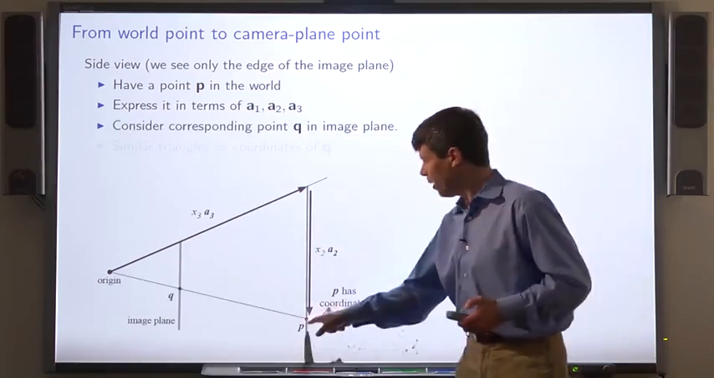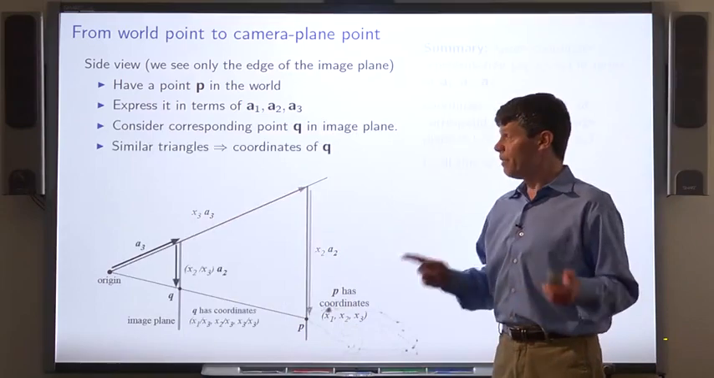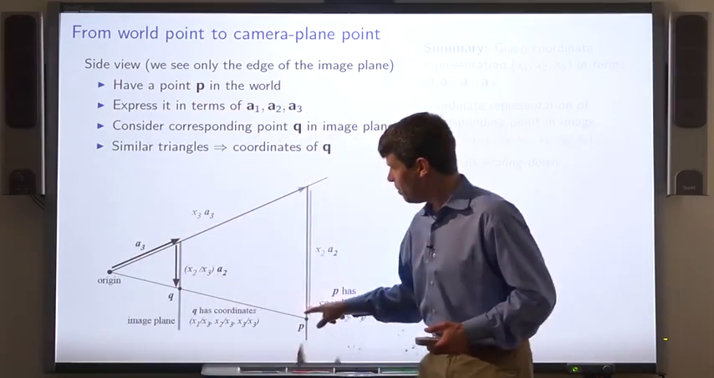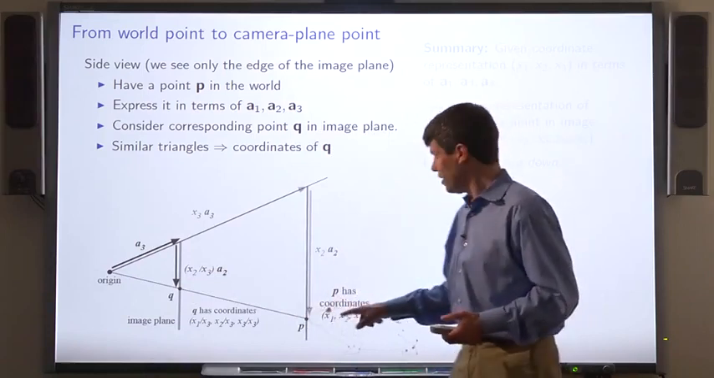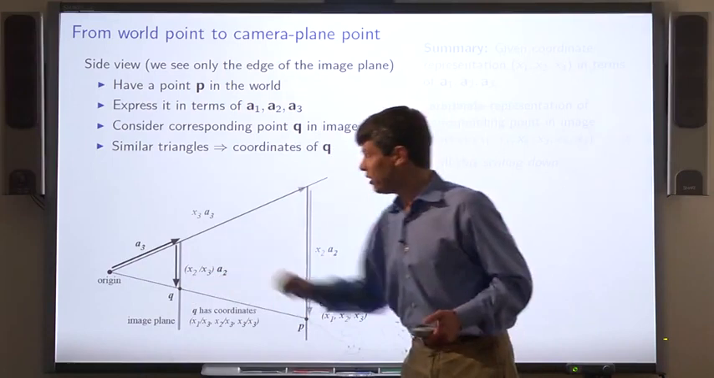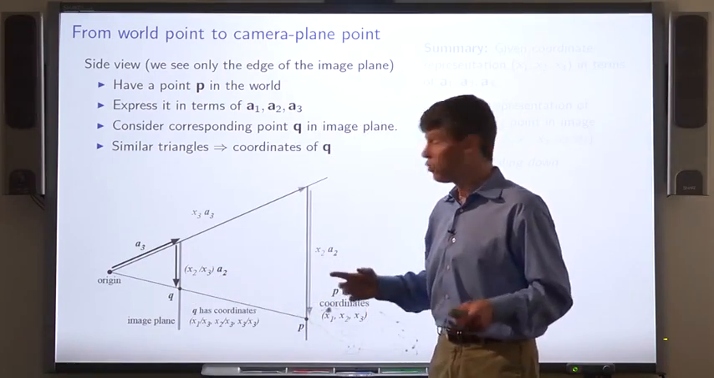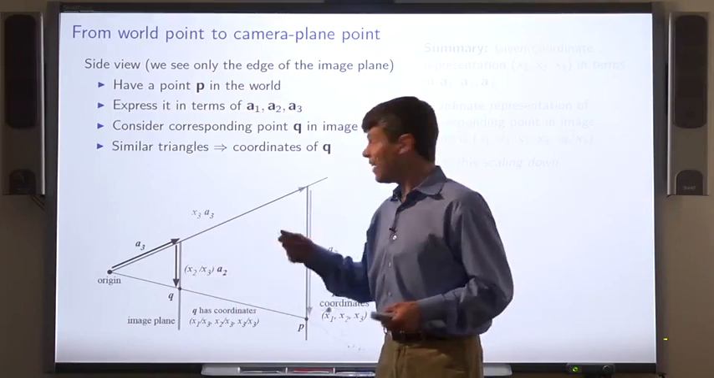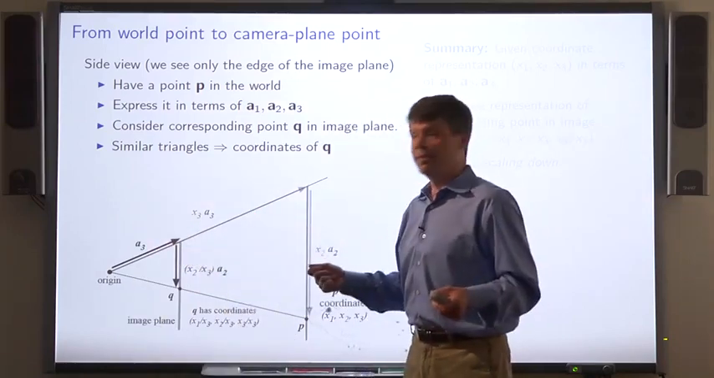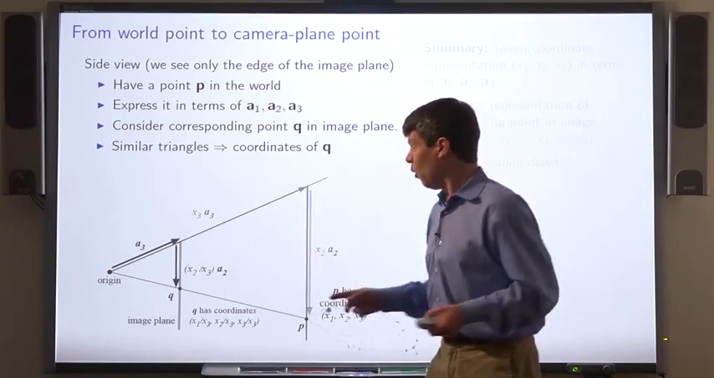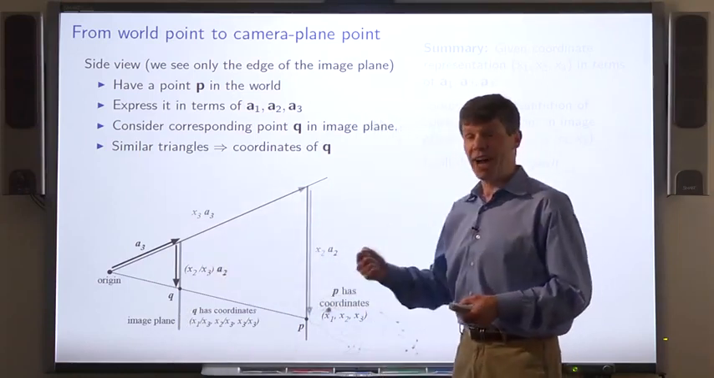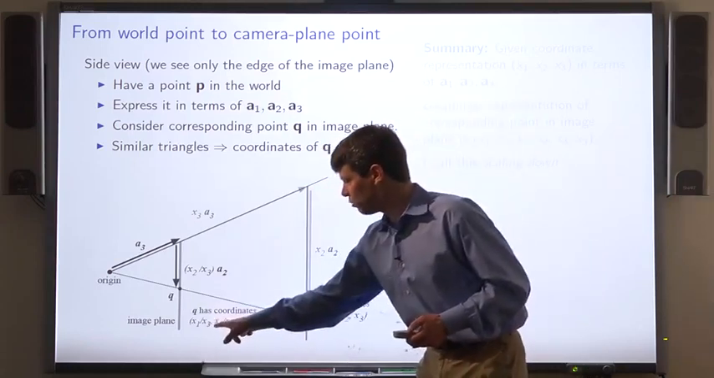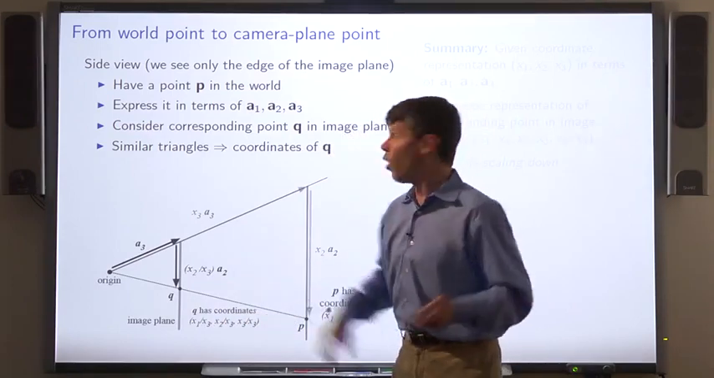Now, how do we go from the point P to the point Q? We use similar triangles. Here's some big triangle, and this is a little triangle. The point P corresponds to point Q. The coordinates of point P are x1, x2, and x3. What are the coordinates of point Q? We know that the third coordinate is 1, because this point lies in the image plane. To get from x3 A3 to A3, we divide by x3. But by similar triangles, we have to divide all the coordinates. So the coordinates of this point are obtained by dividing all the coordinates of this point by x3. So its coordinates are x1 over x3, x2 over x3, and x3 over x3, which, of course, is 1.